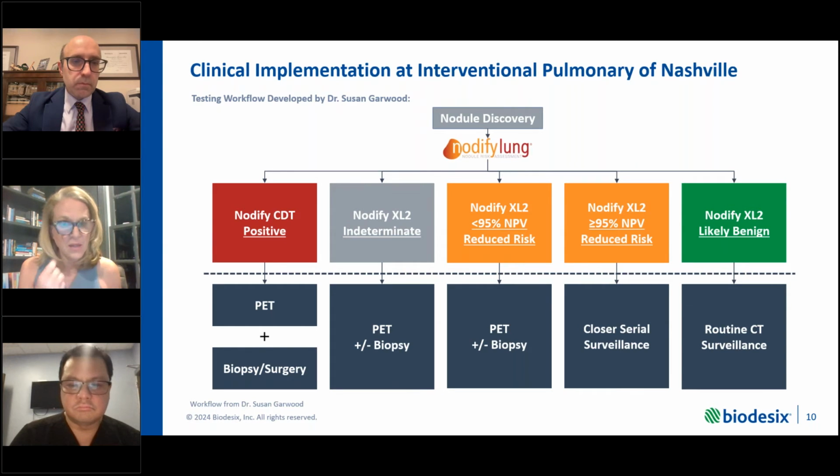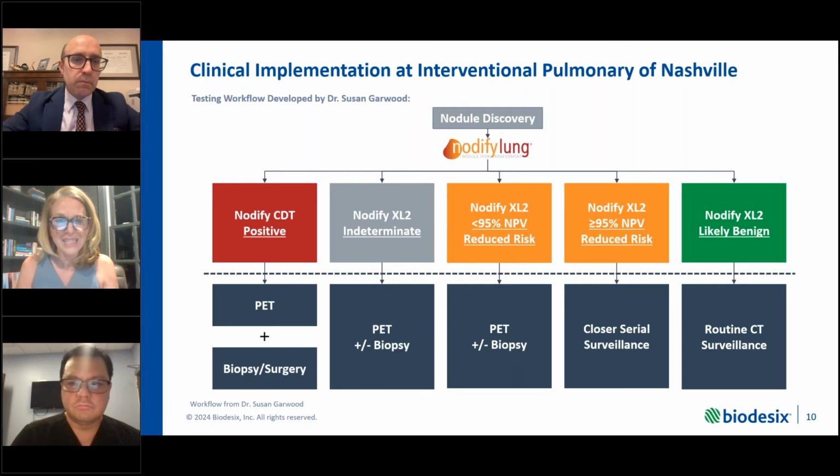So we get a PET and then we proceed with biopsy based on what we see there. And the gray zone is where people get really uncomfortable. So if it reduces the risk, what does that mean? If you look at the test result, it's actually giving you the negative predictive value. And I talk about these numbers with my patients. I say it reduced your risk, let's say it went from 17% to 11% risk, and that gave you a less than 95% predictive value.